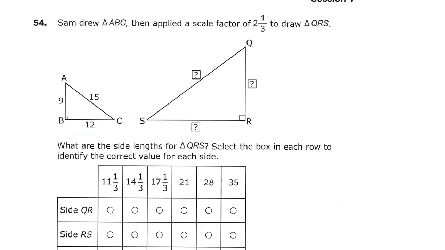All right, let's go to question 54. Sam drew triangle ABC, then applied a scale factor of 2 1/3 to draw triangle QRS. On this one, the thing is to also keep the corresponding sides together. Because on the two triangles, what's going to match up with AC?